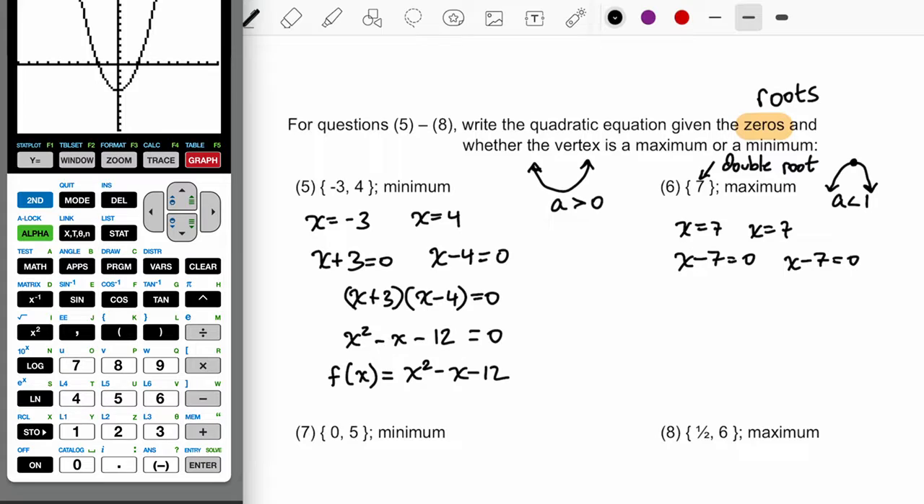So we get x minus 7 times x minus 7 equal to 0. Distribute it out. But then because the a value has to be negative, I need to multiply this equation by a negative number. Could be whatever negative number I want.